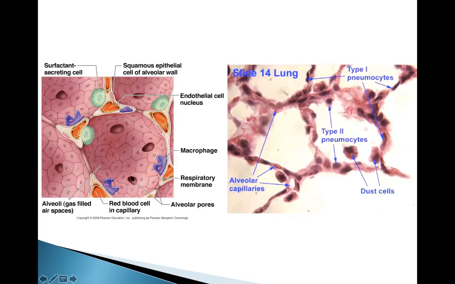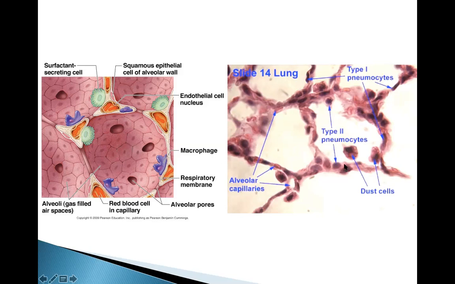These are the pores or ducts that would be connecting to the alveolar ducts, bringing air in. We see cross-section through a lot of very tiny blood vessels. Those are capillaries. I also am going to see some of my surfactant secreting cells. Again, these are going to be cuboidal cells. These are my type 2 pneumocytes. And then I'm going to have dust cells or macrophages kind of cruising around the inside spaces.